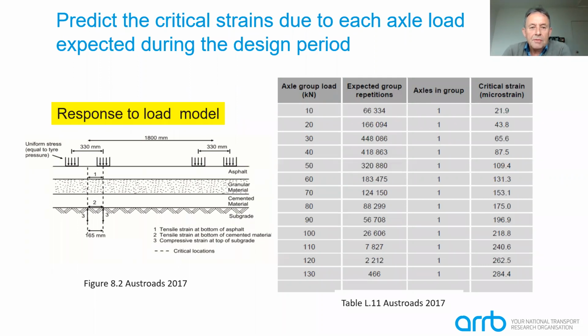This is an example of how you would calculate the critical strains due to an axle group load during the design period. When we're doing these calculations, we need to know the loads on each axle group. And for each of those loads, we calculate a critical strain, and from that, the damage. So one of the first steps you need as a designer is to know the traffic load distribution, the loads that are going to be on your pavement on different axle group types. Then you know what strains you need to calculate.